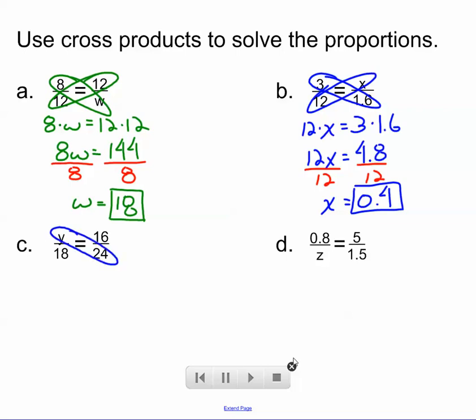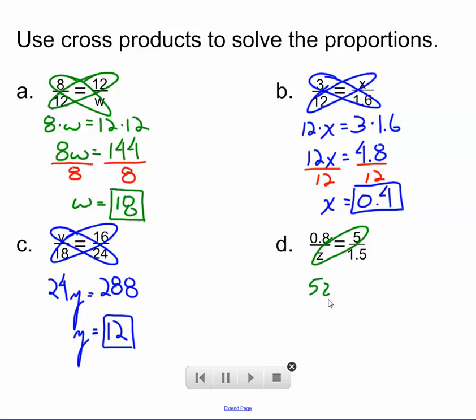Y times 24, or 24y, should equal 18 times 16. 18 times 16 is 288. We'll divide both sides by 24. 288 divided by 24 is 12. So y is 12. One more time. Z times 5, that's 5z. 0.8 times 1.5, using a calculator here, that's 1.2. And I'll divide both sides by 5. 1.2 divided by 5 is 0.24.